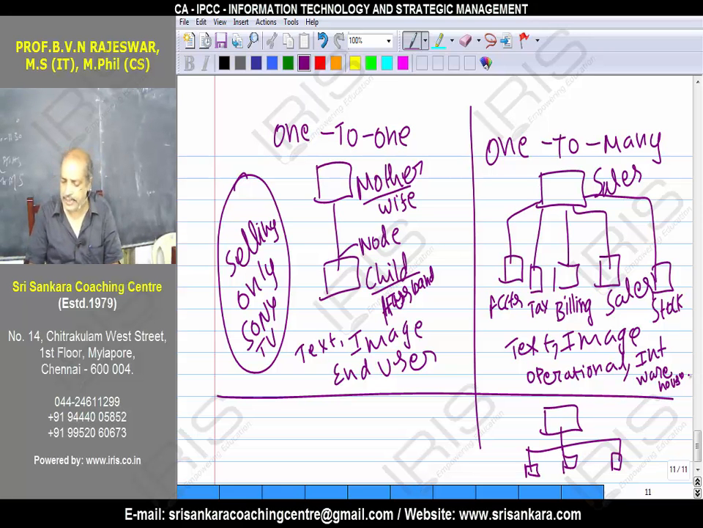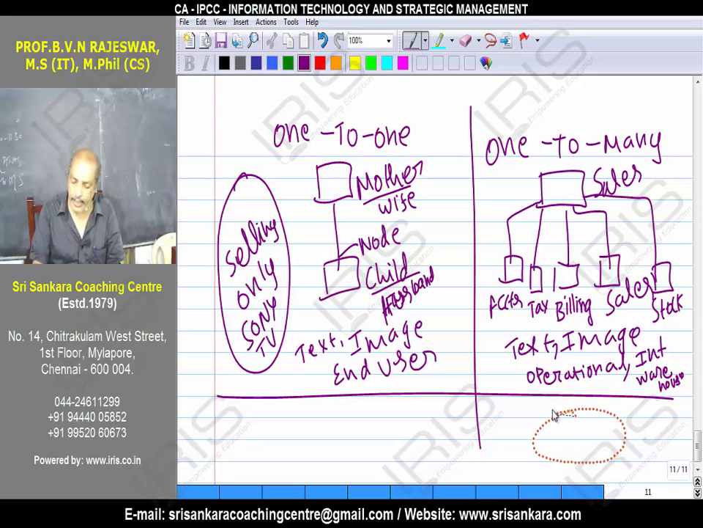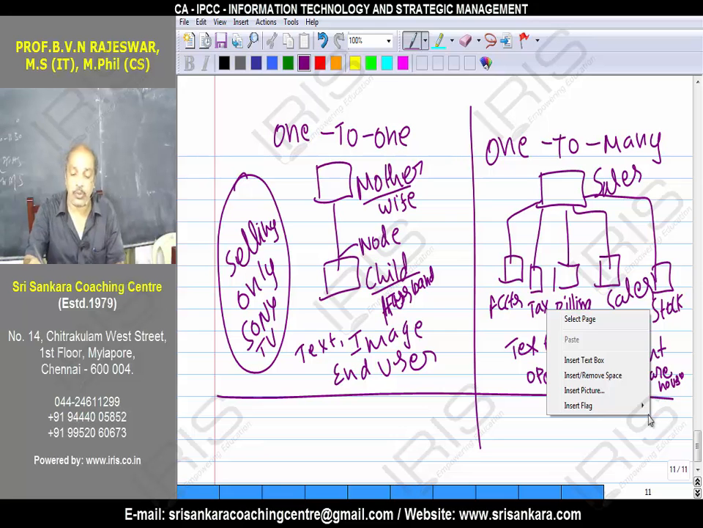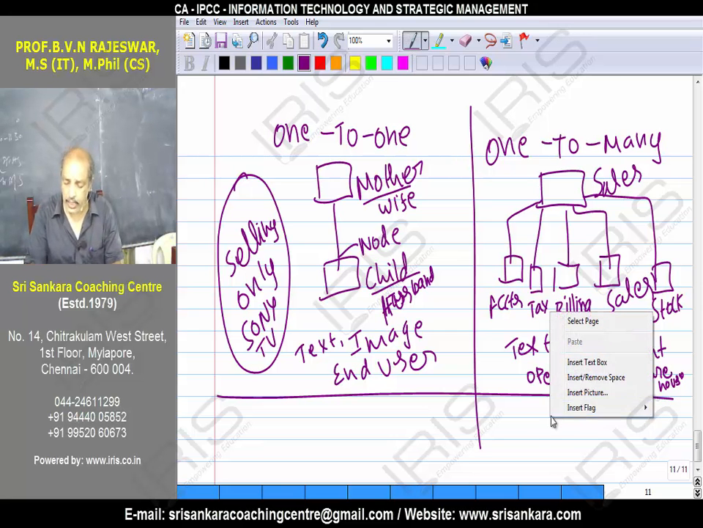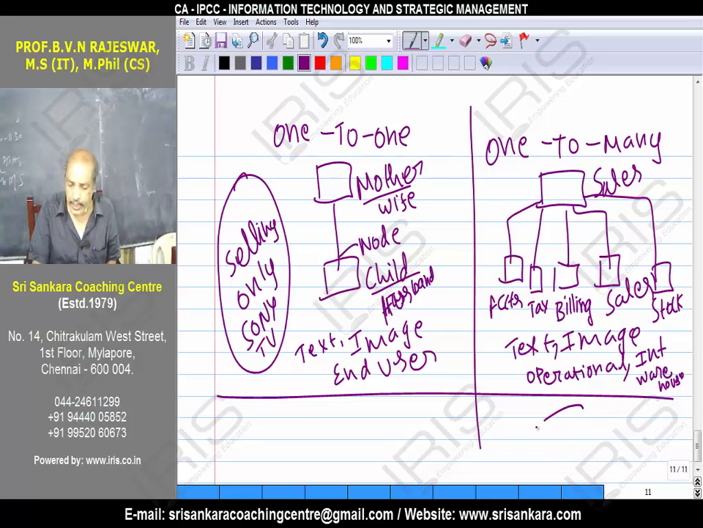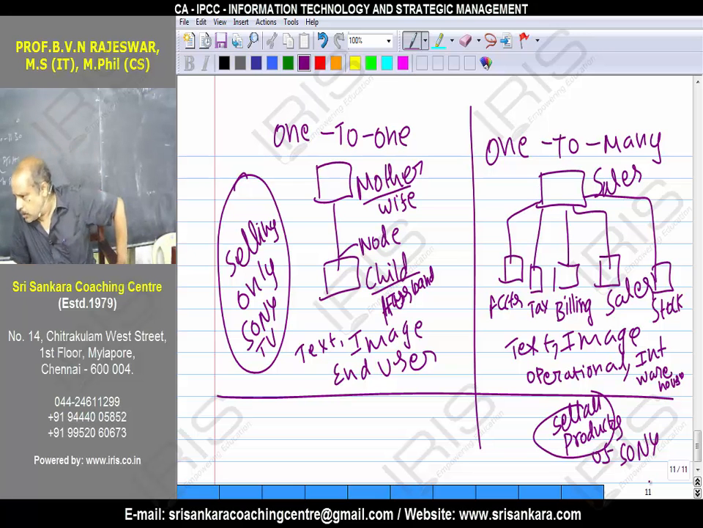Now what is the example for this? Look here, I provided selling only Sony TV, which we said is 1 to 1. Here I specify sell all products of Sony. Now what are the things? You can sell Sony camera, Sony mobile, Sony television, Sony laptop. Tomorrow they launch a Sony suicide machine. That also you can sell.